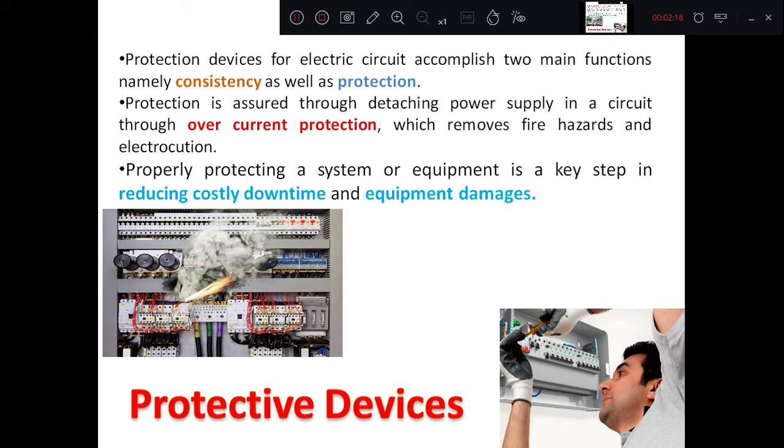Properly protecting a system or equipment is a key step in reducing the costly downtime as well as equipment damage. That is what you call downtime, then uptime, and based on that we define the reliability index. Therefore, you have to minimize the downtime by cutting down the system under fault condition. You have to clear the fault and once again resume the supply, and at the same time, you have to protect the equipment against damage. These are the two important functions of the protective devices.